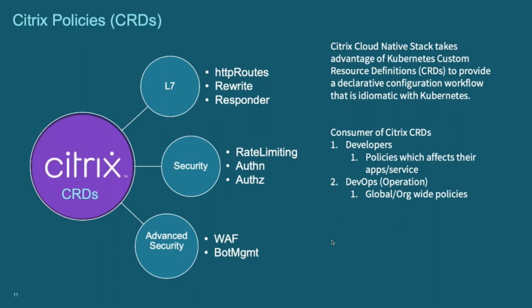This is of very big importance in an API gateway context. We have a rate limiting policy, we have authorization, we have authentication. These all are again custom resource definitions. And then we have advanced security. So the web application firewall offering is again exposed as a custom resource definition, and then we have an upcoming CRD for bot management, for identifying and then acting on the bot traffic which your system receives.